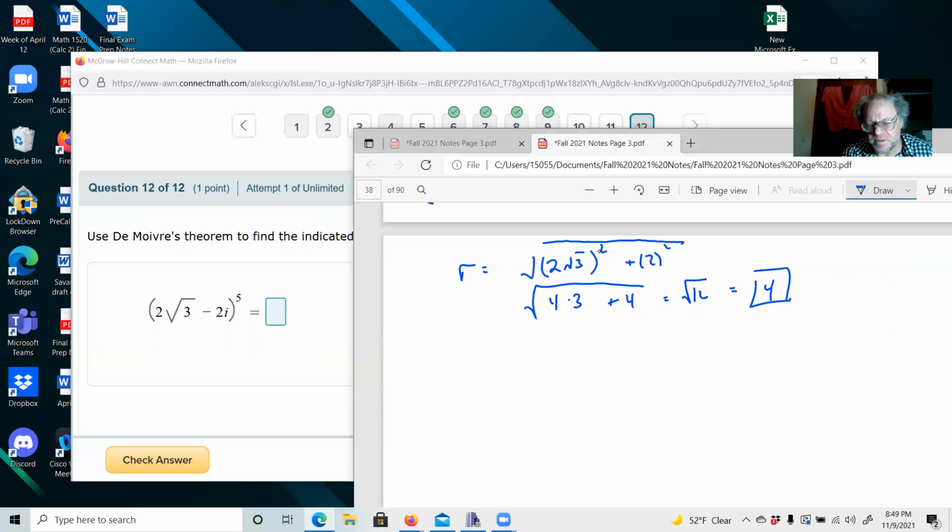Then what are we going to do with the rest of that? We're going to get theta is equal to the negative 2 over 2 root 3. So that's negative 1 over root 3. Oh, that's inverse tangent, sorry, inverse tangent of this. So inverse tangent of 1 over root 3, this is 30 degrees. Okay, pi over 6.